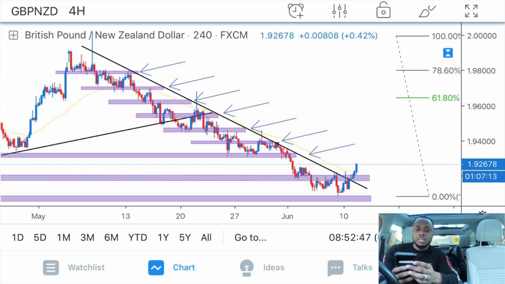As you can see on GBP NZD, if I zoom in now, you can see this, look. Every single time it broke a zone, I jumped in. This is on a 4-hour chart, family. 4-hour chart, broke a zone, jumped in. Broke a zone, jumped in.